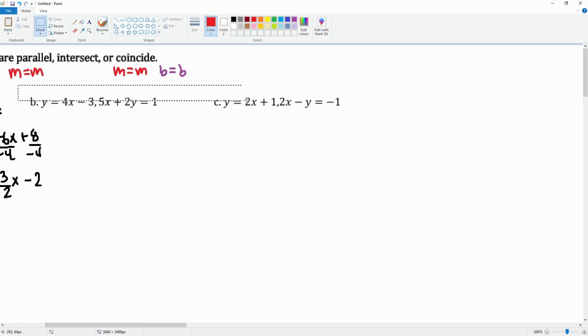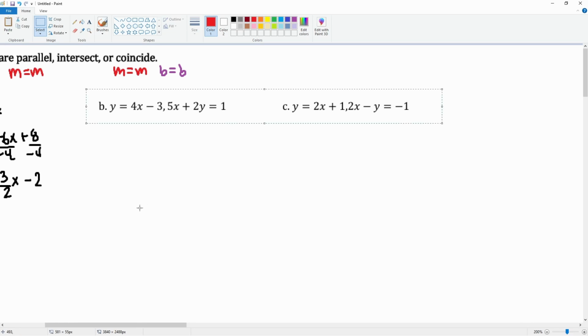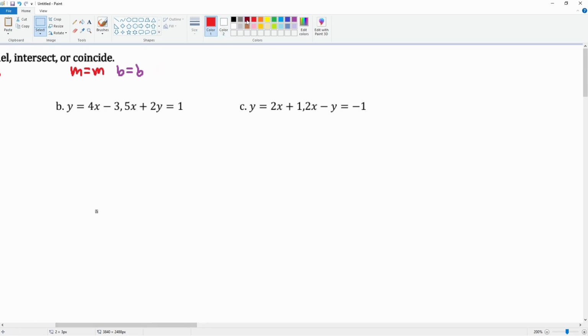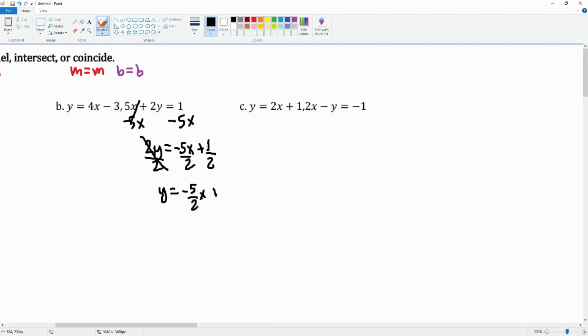Let's now take a look at b. So b, oh, that's already in y equals mx plus b. Our life is easy. The second one is in standard form. We do have to get y alone. So we get 2y is equal to negative 5x plus 1. Divide by 2 to everything. This cancels. Y is equal to negative 5 over 2x plus 1. Oh, wow. Here, the slopes are not even somewhat related. We can just say that they're intersecting.